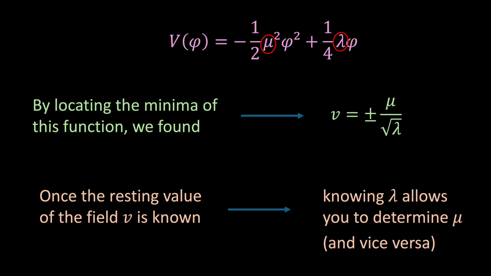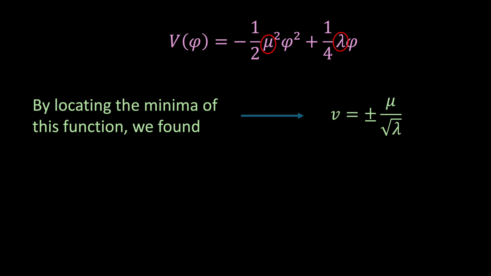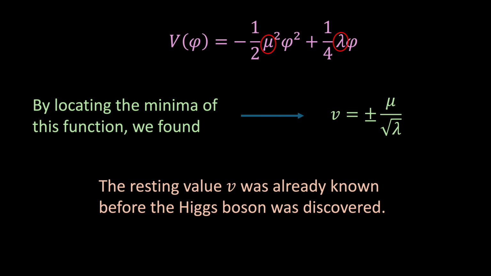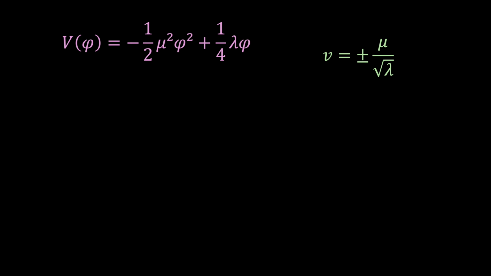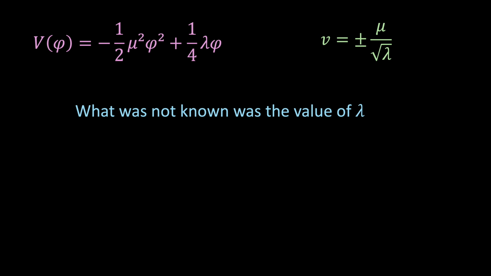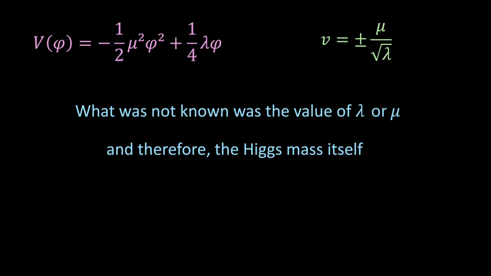This means that once the resting value of the field v is known, knowing lambda allows you to determine mu and vice versa. Now, it's interesting to note that the resting value v was already known before the Higgs boson was discovered. Physicists had inferred this from precision measurements involving the weak interaction. However, what was not known was the value of lambda, or equivalently mu, and therefore the Higgs mass itself.